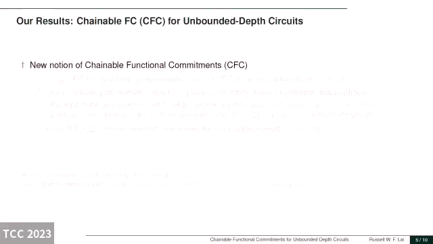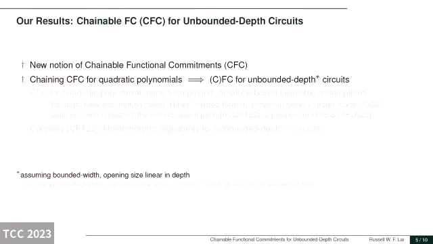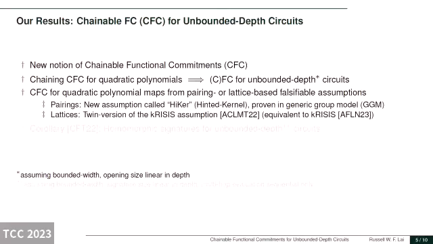So let me summarize our results. First, we propose a new notion called chainable functional commitments, CFC in short, which is a generalization of functional commitments. And we show how we can chain multiple CFCs for quadratic polynomials to get a CFC for unbounded depth circuits. And moreover, we give 2 constructions of CFC for quadratic polynomials, one from pairing assumptions and one from lattice-based assumptions.